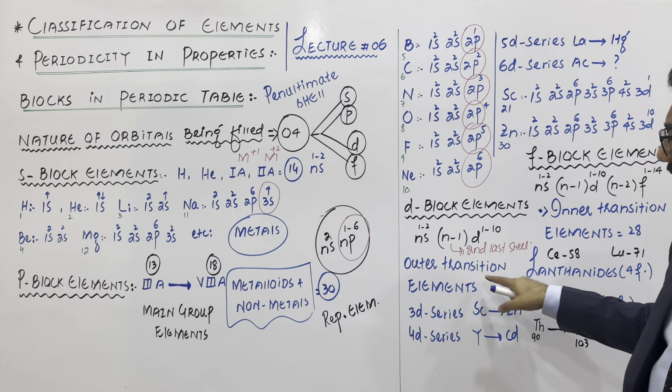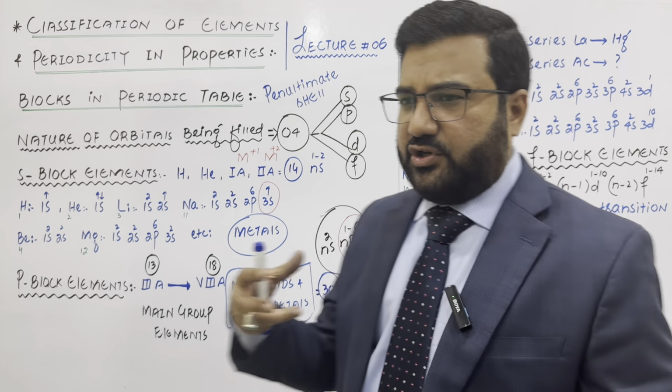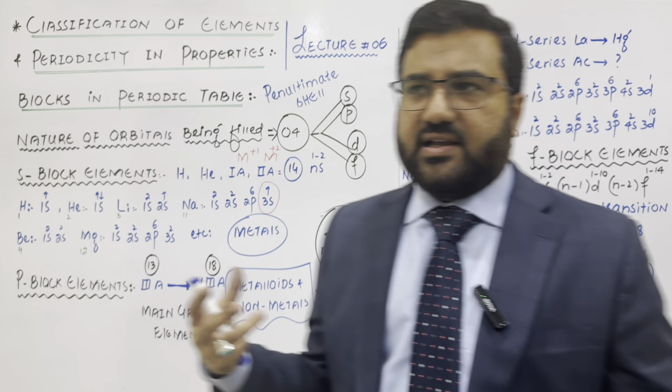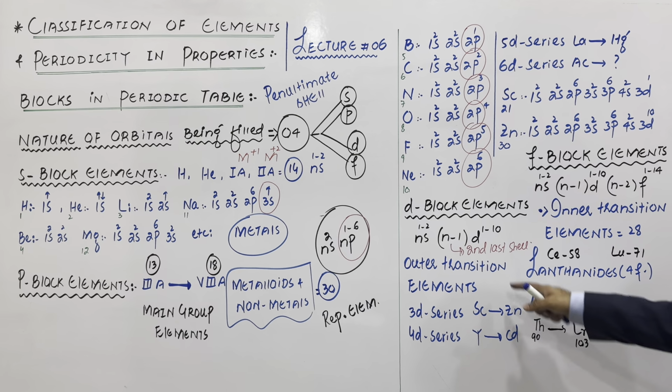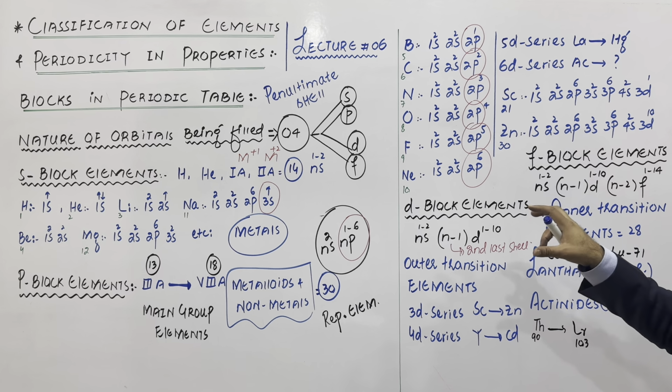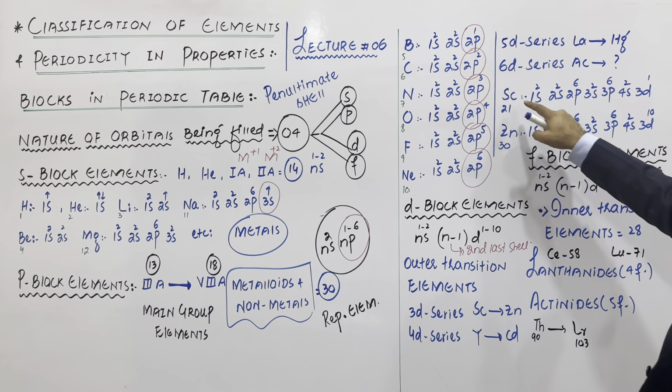The outer transition elements are about 30 in number, and all of these outer transition elements or d block elements are pure metals. Now let us look into their configuration.